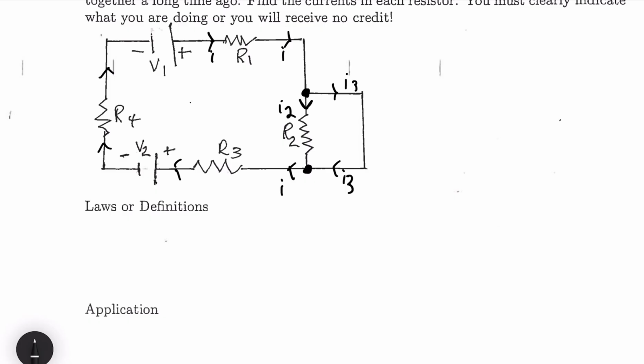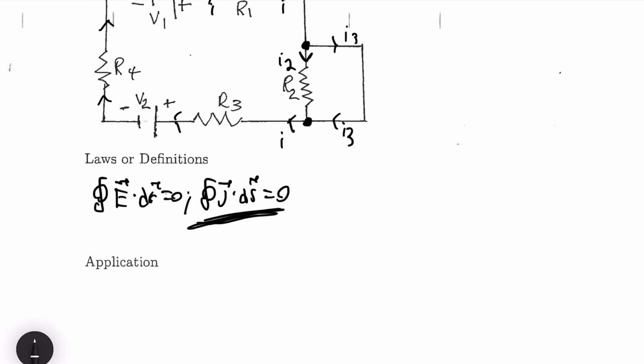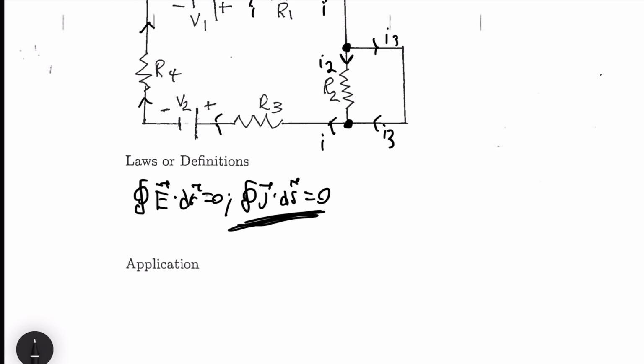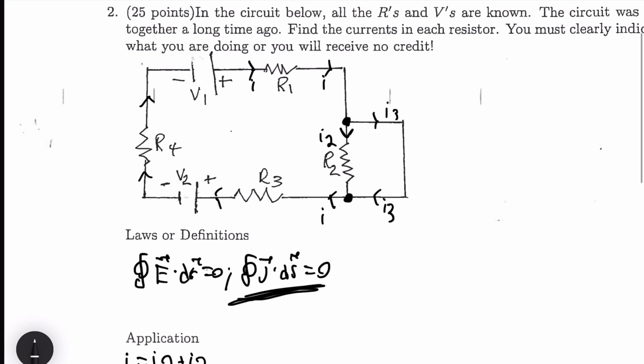So the laws will be the same as the previous question, where the closed loop of E dot dr is equal to 0, and the flux of J dot ds is equal to 0. And this is basically another way of writing the junction rule, because that's what this is saying. So my rule for the currents that I defined will be I is equal to I2 plus I3. And now I need to create loops that cover the whole circuit.